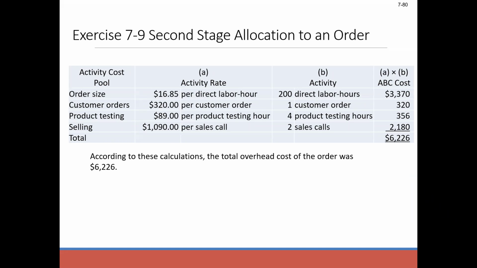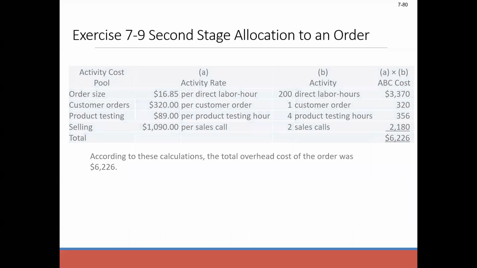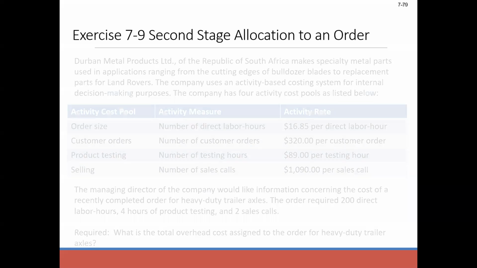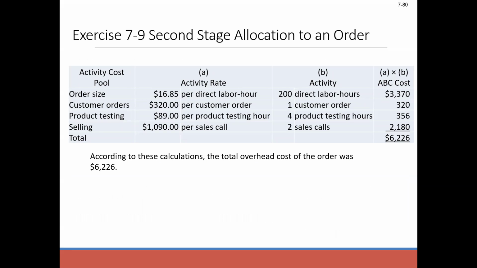So if we know the order size here, let me just go back. We see the activity rate: $16.85 per direct labor hour. We see our customer orders at $320 per order, $89 per testing hour, and $1,090 per sales call. So we want to know the order required 200 direct labor hours, 4 hours of product testing, and 2 sales calls. So as you see here, 200 direct labor hours at our rate of $16.85 gives us our $3,370.